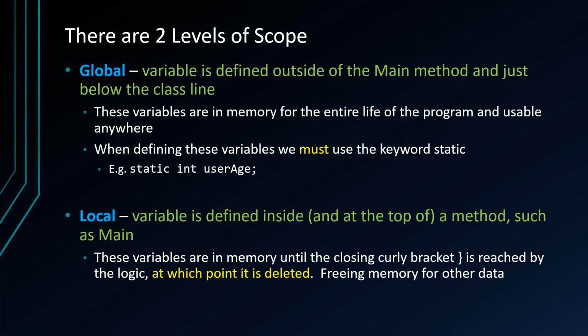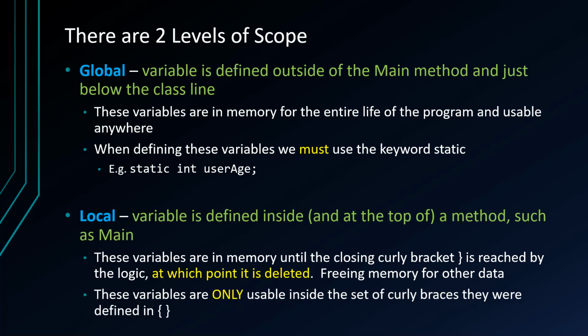This is important obviously for memory management, and it allows your computer to keep running faster and faster. So if you have 7 programs running at the same time and they're all using a certain amount of memory up, well, that makes it harder for more programs to get access to that memory. So you want to free up that memory whenever possible. It keeps the whole computer running smoothly. Finally, these variables are only usable inside the set of curly brackets that they were defined in, as I already stated. So we have two levels of scope, global and local.